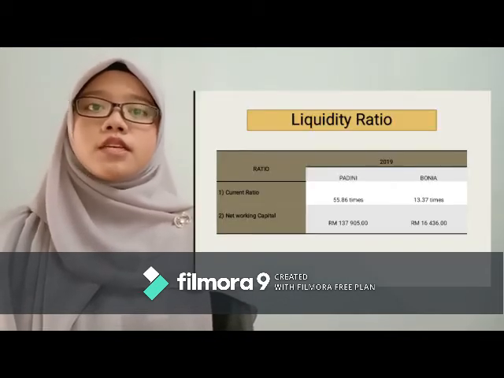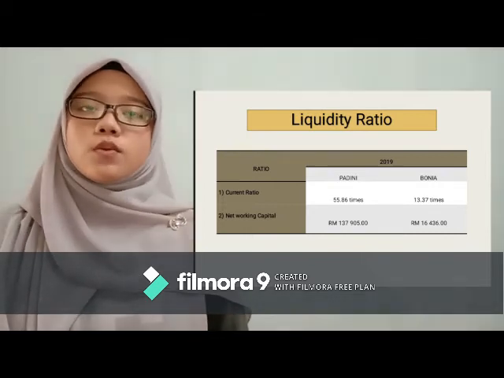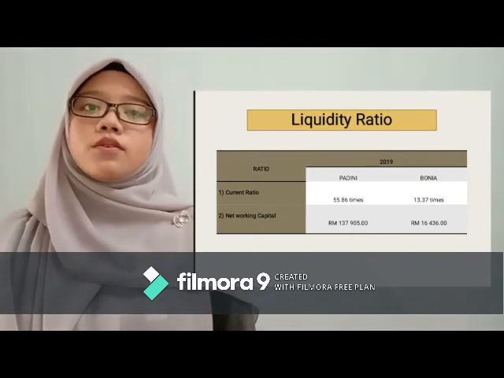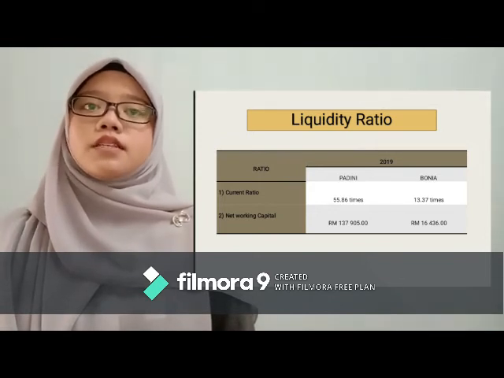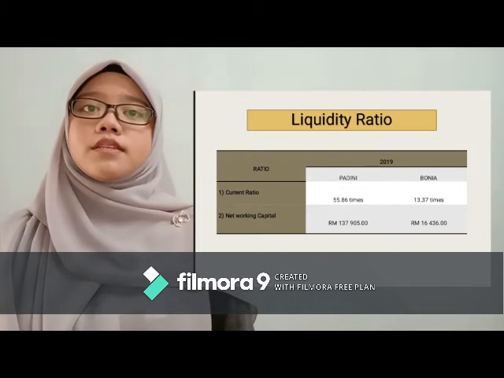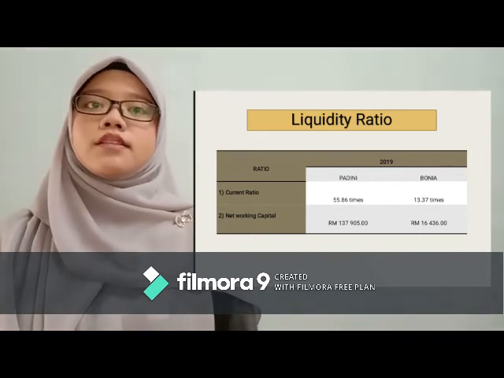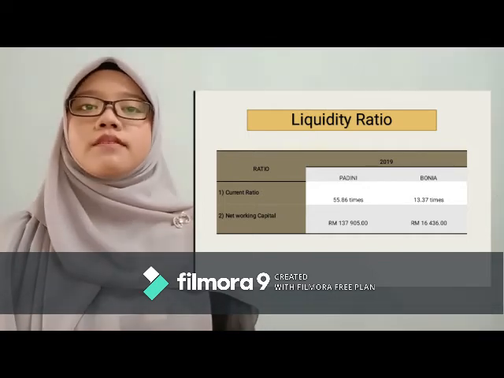Okay, today I want to present the vertical earning analysis, comparing two companies for the ratio analysis. The first one is liquidity ratio. Under liquidity ratio there are two. The first one is the current ratio. The current ratio of Padini was higher than the other company, Bonia. Padini has 55.86 times, higher than Bonia, which is 13.37 times for the current ratio.